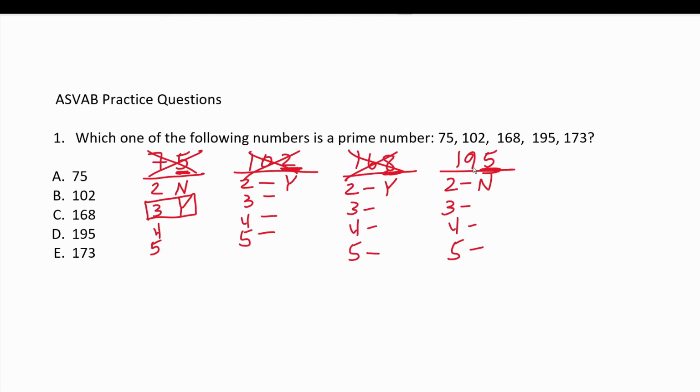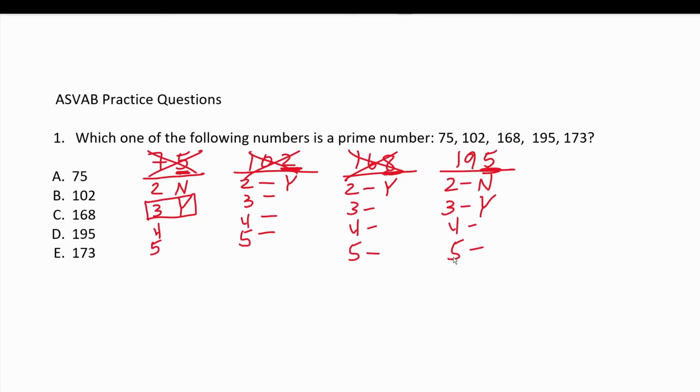1 plus 9 is 10, plus 5 is 15. Is 15 divisible by 3? Yes, it is. 15 divided by 3 is 5. Therefore, I know 195 is divisible by 3.